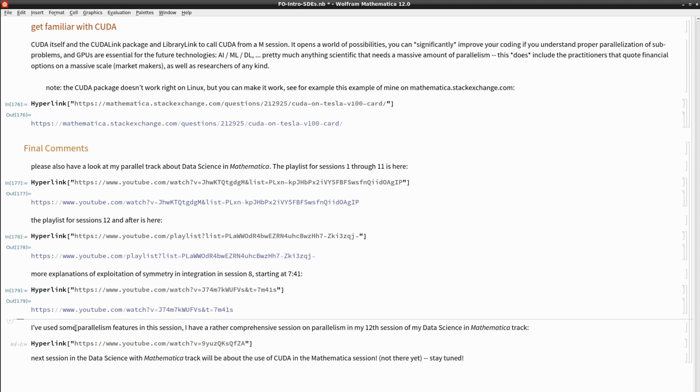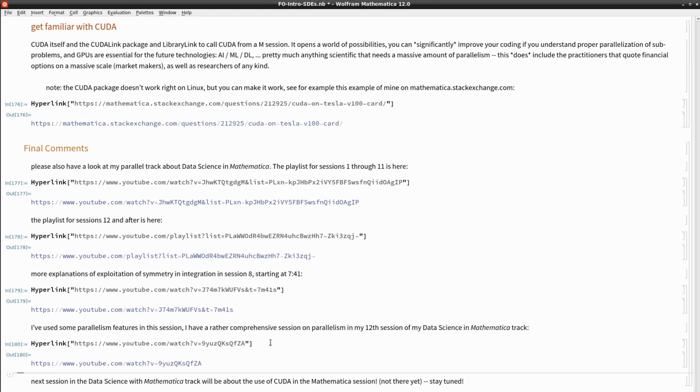I've used some parallelism features in this session, and I go deeper into parallelism in my 12th session of the data science in Mathematica track. I'm giving you the link here. If you want to learn about parallelism in Mathematica, have a look at this one. I was barely able to touch on it. Parallelism is not the main focus for this particular session. This was just an introduction into financial option theory with Mathematica.